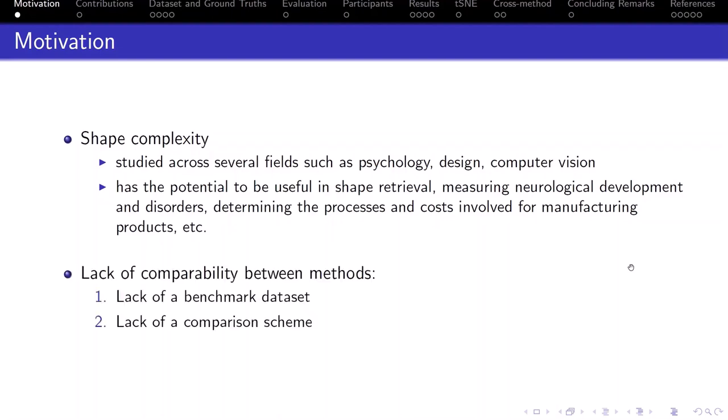Our main motivation for this work is that there is a lack of comparability between methods. So, first of all, there is no benchmark dataset in the literature. As a result of this, each shape complexity paper comes equipped with their own dataset, which renders the task of comparing the methods pretty hard. And secondly, there is a lack of comparison scheme, in the sense that there is no canonical way of evaluating the performance of two methods, even if they agree on the same dataset.